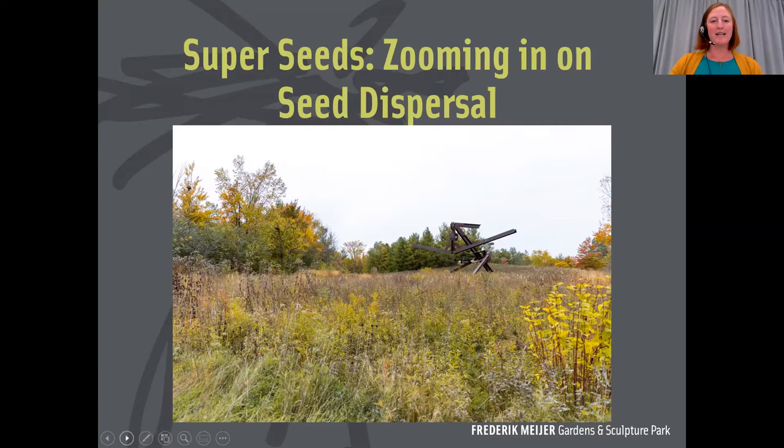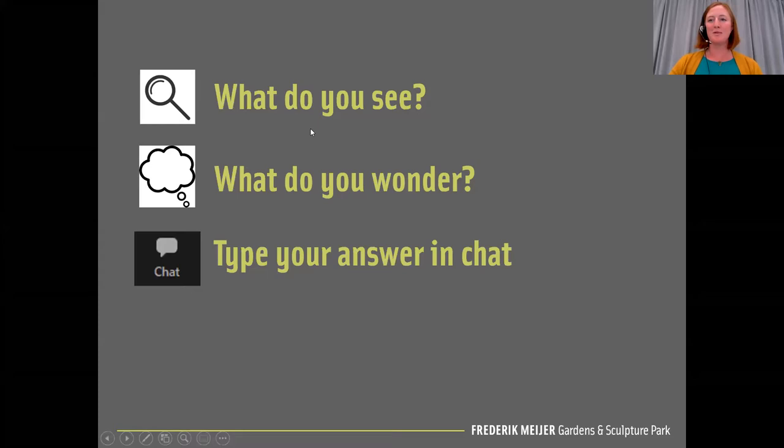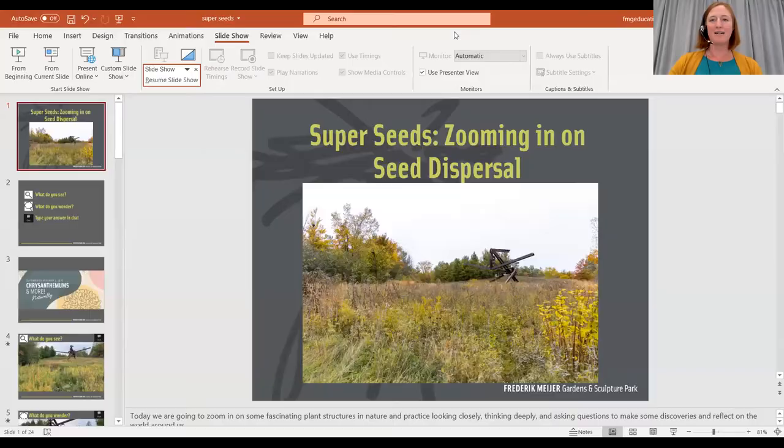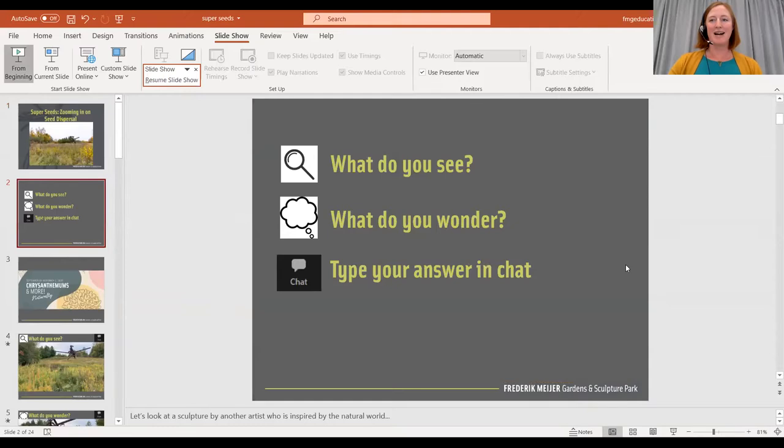So before we dive in to our topic, I do want to go over some of our Zoom settings. Today we're going to practice looking closely at the things that I'm showing you, different specimens and areas of the grounds. When you see that magnifying glass, that's your cue to look closely. I'm going to be asking you, what do you wonder? So be ready to let me know what you're thinking. When you see that little thinking bubble, tell me what you're wondering. And where you're going to tell me those things is in your chat box. You should see a little place to type in the chat, and my coworker Megan and I can see that chat and interact with you that way. So let's go ahead and get started.